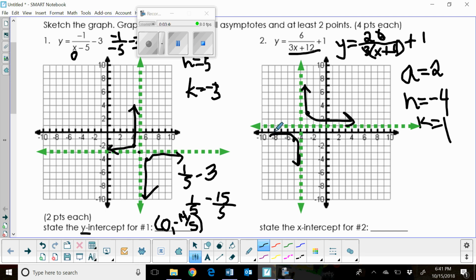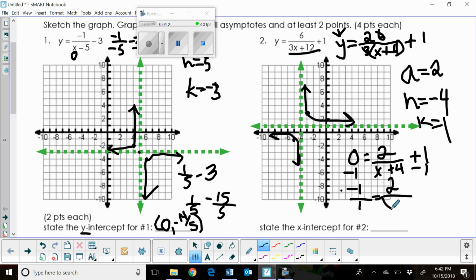Now, we're asked to find the x-intercept. That means 0 is y. So I'm going to put a 0 in right here. That's going to give me 0 equals 2 over x plus 4, plus 1. So let's subtract 1 from both sides, and we're left with -1 over 1 equals 2 over x plus 4.